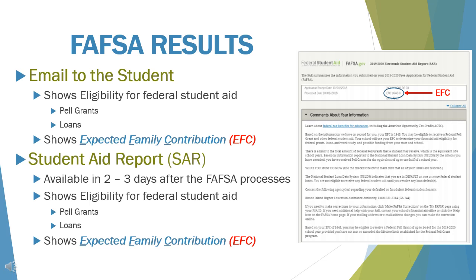The FAFSA results are also emailed almost immediately to the student. The email will show the student's eligibility for the Pell Grant or for federal direct loans. Also, the email will show the important expected family contribution number. After 2 to 3 days, students will also be able to log back into the FAFSA to view their student aid report, also known as their SAR. The student aid report is required for many scholarships.